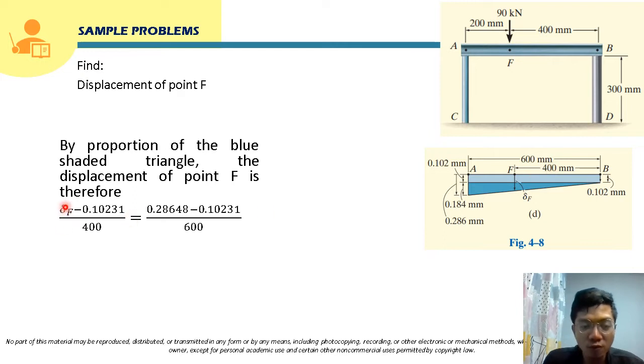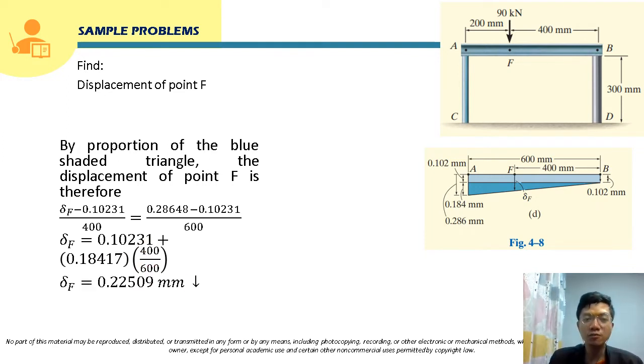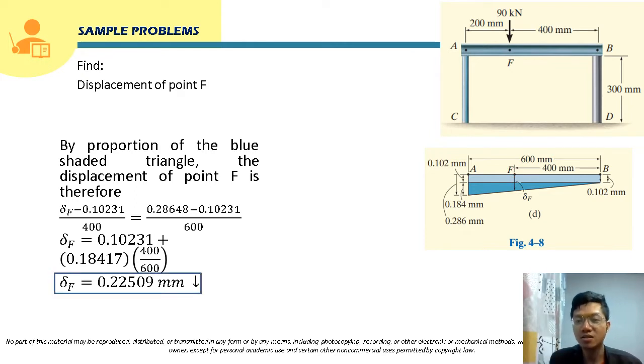So from here, we can solve for the displacement F. Solving for it, this will just be 0.10231 plus 0.18417 times 400 over 600. The answer for this is 0.22509 millimeters. So point F, obviously, will go down. This will be the displacement of point F, and this will now be the answer.